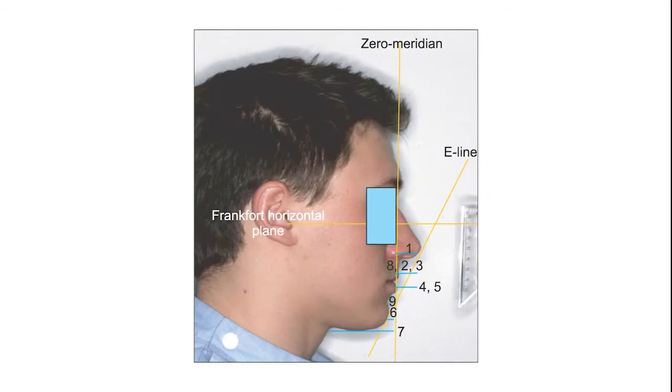The next is the zero-degree meridian. It is described by the plastic surgeon Mario Gonzalez Ulloa, and it is a vertical line dropped from the soft tissue nasion, perpendicular to the Frankfurt horizontal plane.